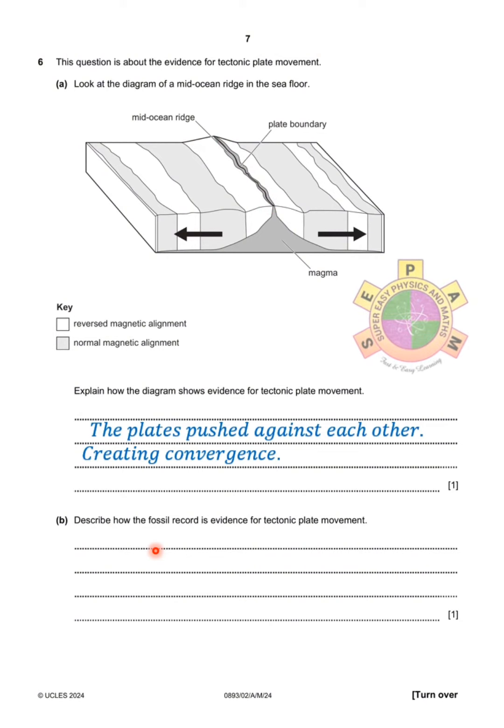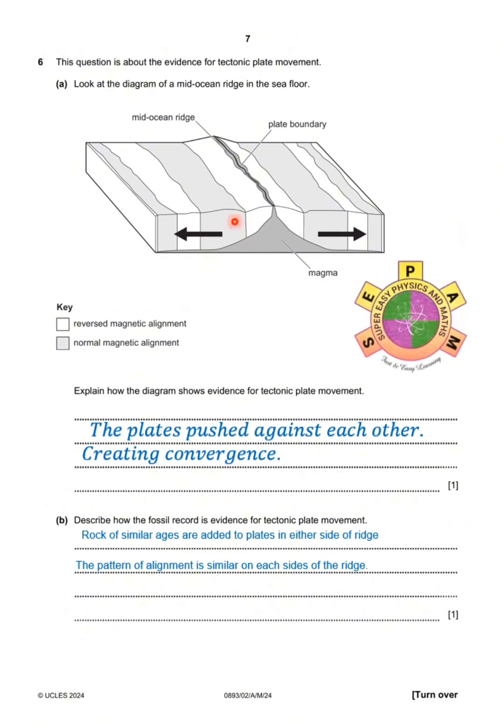Describe how the fossil records show evidence for tectonic plate movement. Rock of similar age is added to the plate on either side of the ridge. So you look at the corresponding position, then the pattern of alignment is similar on each side of the ridge. If you look at the left-hand side and the right-hand side, you can see the alignment of the plates.